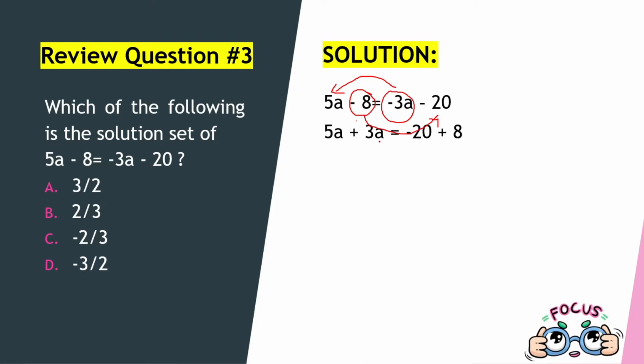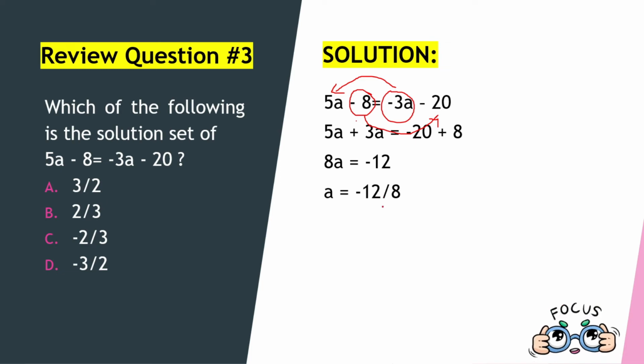So, 5a plus 3a is equal to negative 20 plus 8. Look at the sign of 8, from minus it became plus, as well as the sign of 3a, from minus it also became plus. Then, simplifying that, 5a plus 3a, you get 8a, and negative 20 plus 8, you get negative 12. Dividing both sides by 8, we get a is equal to negative 12 over 8.